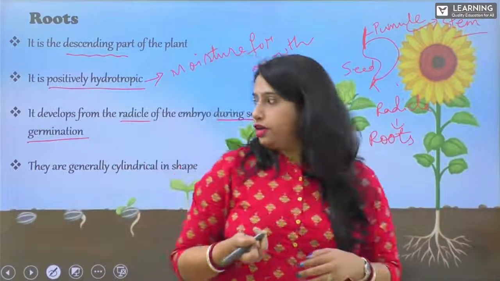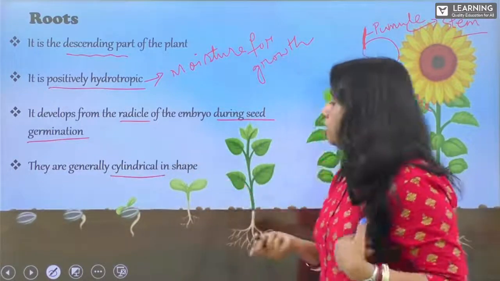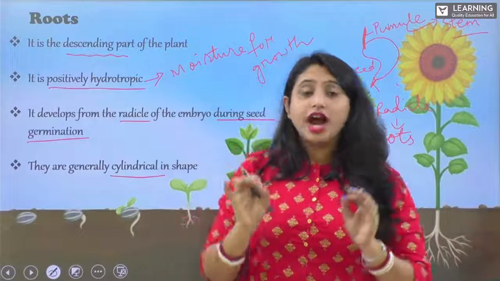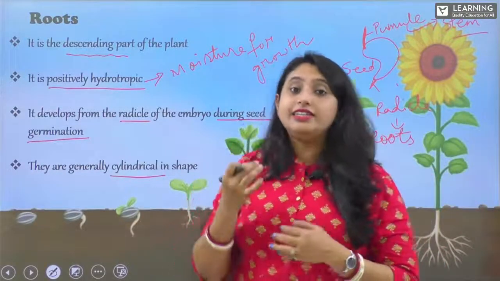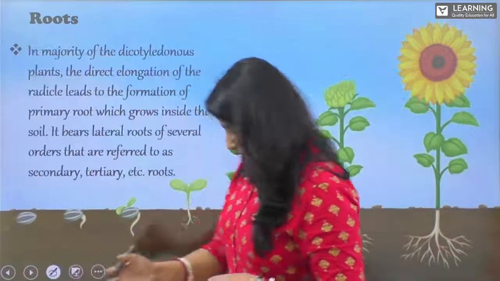Clear? Okay. They are generally cylindrical in shape. If you see the TS of the root, that is the transverse section of the root, you will see the shape of the root is cylindrical. Is that clear?